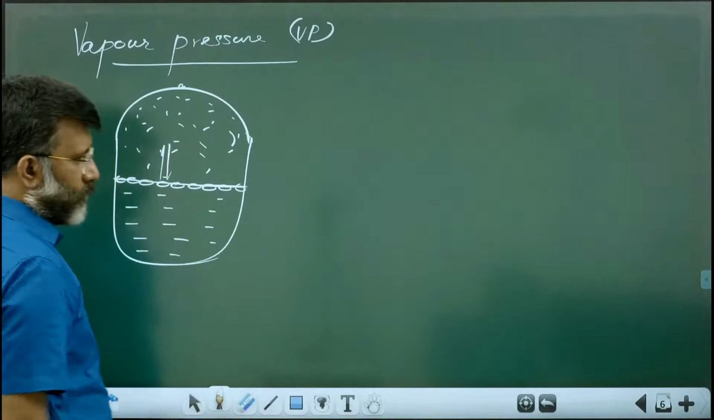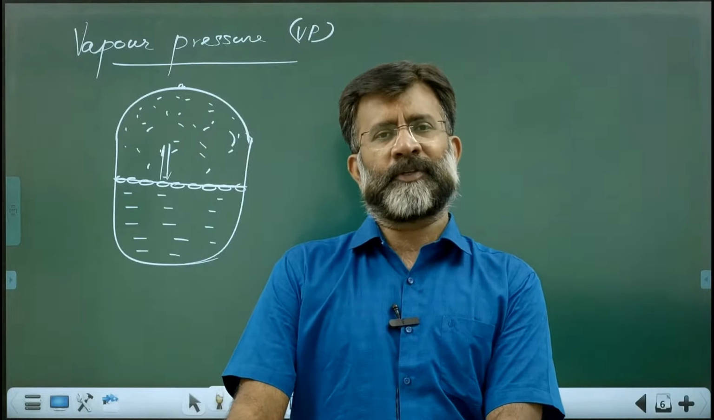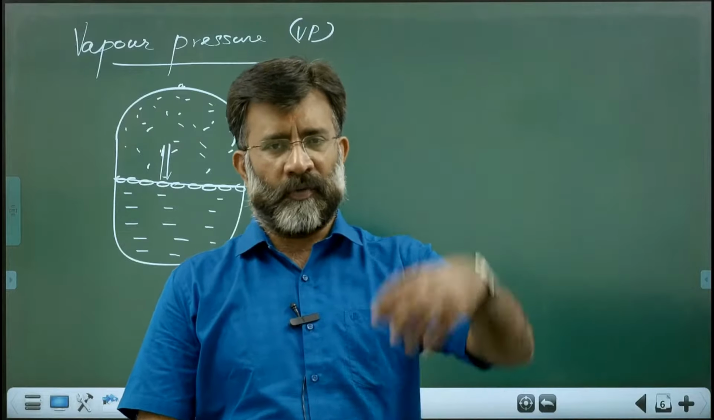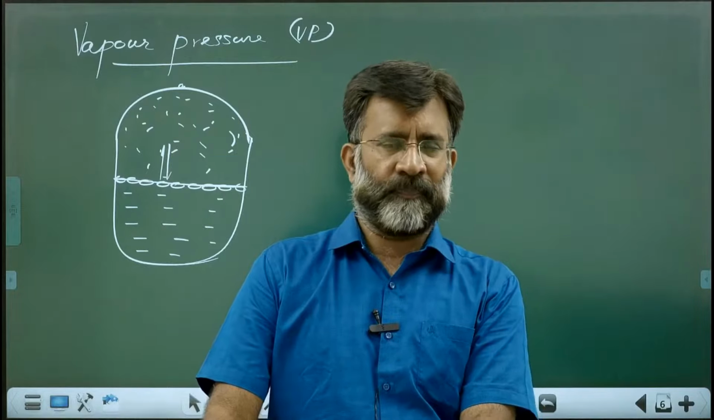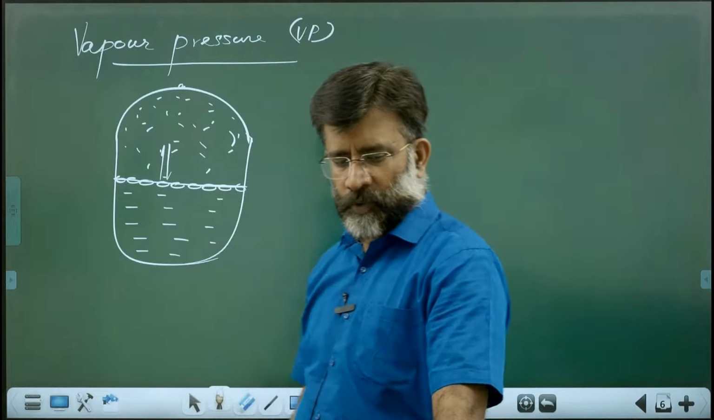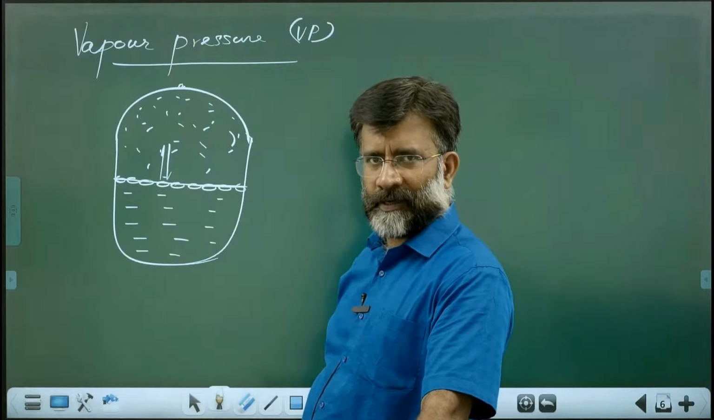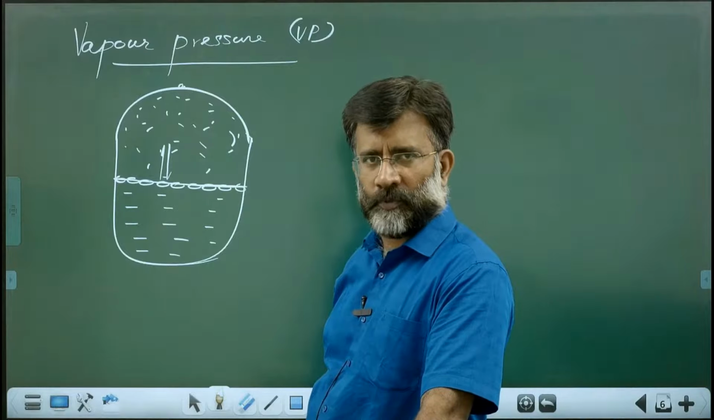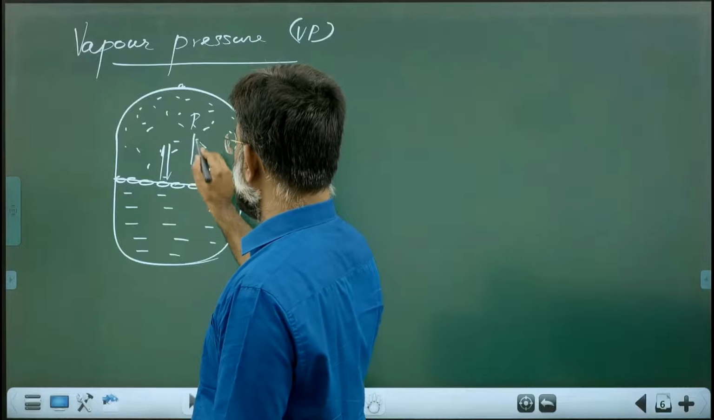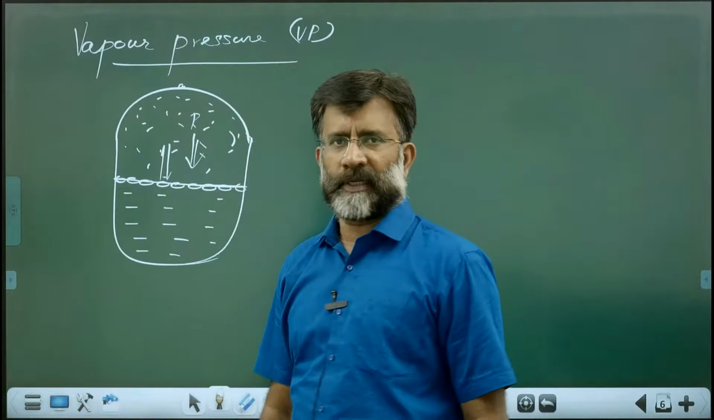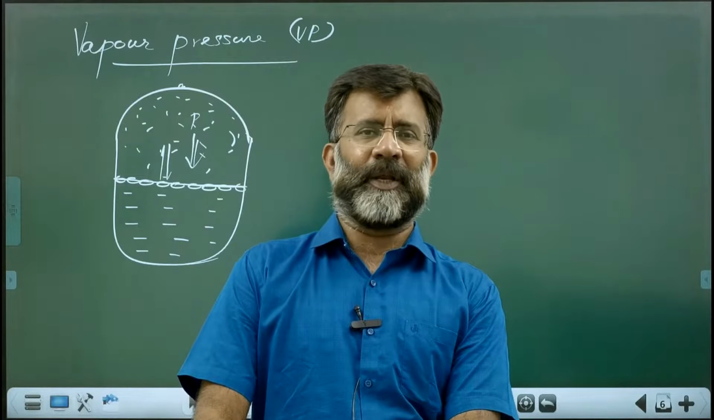The condensation and evaporation come to a state of equilibrium. At that condition, the pressure offered by vapor particles over the surface of the liquid is called equilibrium vapor pressure. So initially there is evaporation. After some time, condensation starts, ultimately attaining a state of equilibrium. Right? At that condition, the pressure offered by the vapor particles over the surface of the liquid is called vapor pressure. How is this vapor pressure related to the boiling point of the liquid?